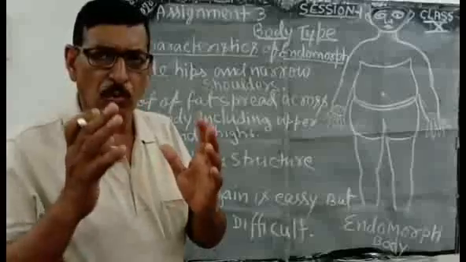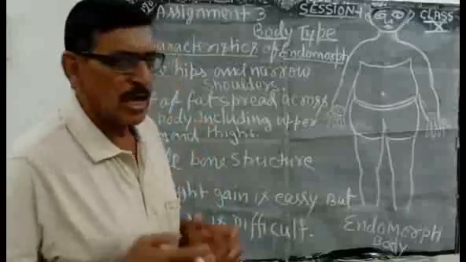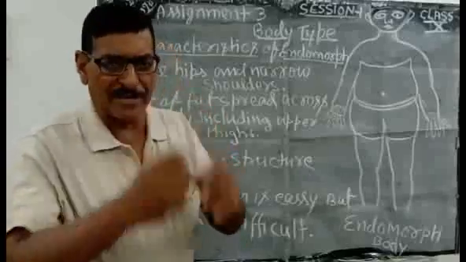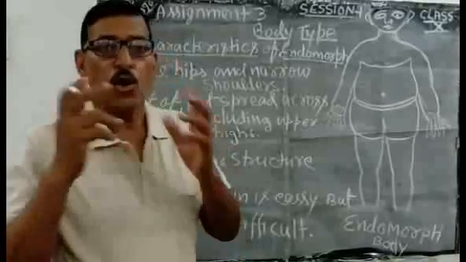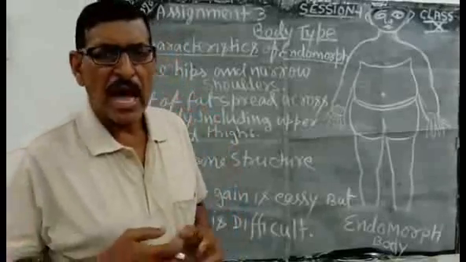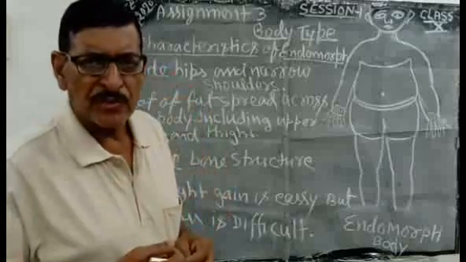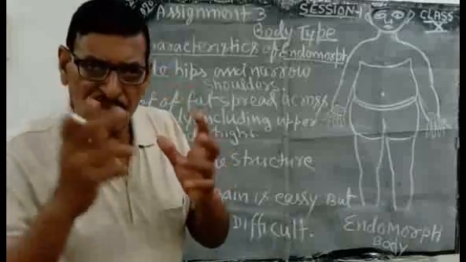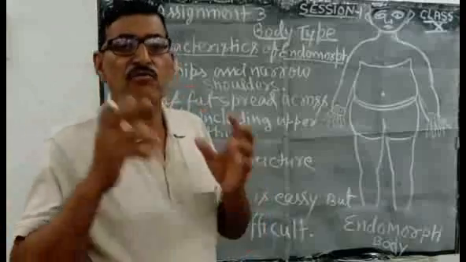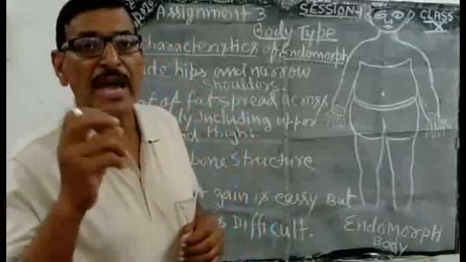Endomorph's body has a lot of fat, a lot of muscles and weight. This type of body is fit for football linemen.